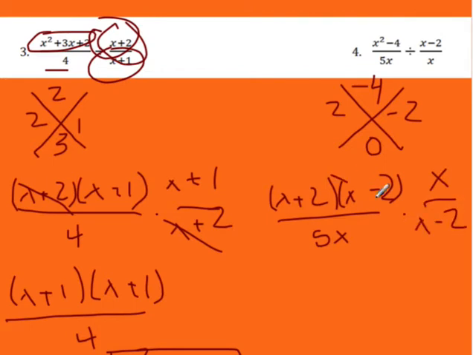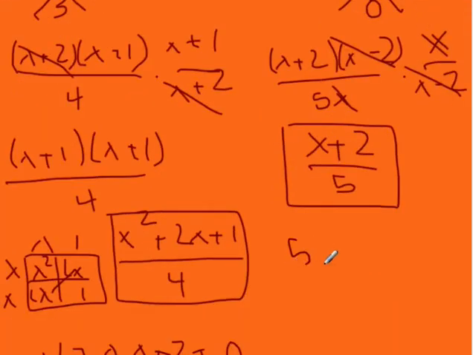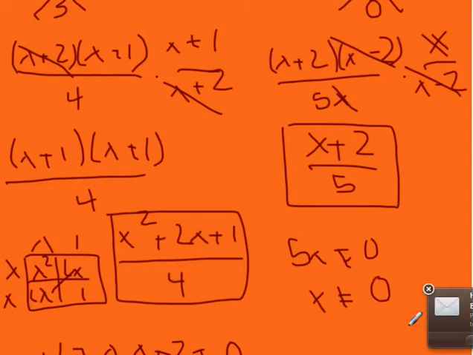And now I can cross some stuff off. Well, I can cross this off, and I can cross this off. So what I'm left with is x plus 2, and that's being divided by 5. So then I have x plus 2 divided by 5. Now, for our excluded values, this cannot be equal to 0, this cannot be equal to 0, and this cannot be equal to 0. So 5x cannot be equal to 0, x cannot be equal to 0, as well as x minus 2 cannot be equal to 0. So again, I want you guys to pause the video and see if you can get those excluded values all taken care of for me.